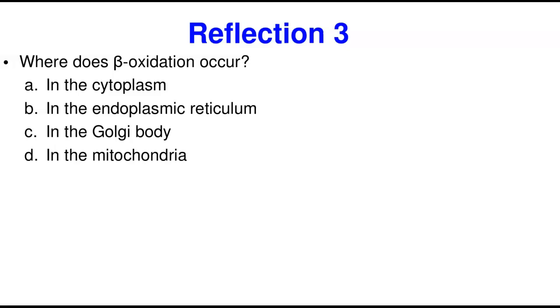We now go and take the next reflection question. It says, where does beta oxidation occur? Remember I said it. The beta oxidation occurs in the mitochondria, not in the cytoplasm. What happens in the cytoplasm is activation, not in the endoplasmic reticulum, not in the Golgi body. Beta oxidation occurs in the mitochondria.